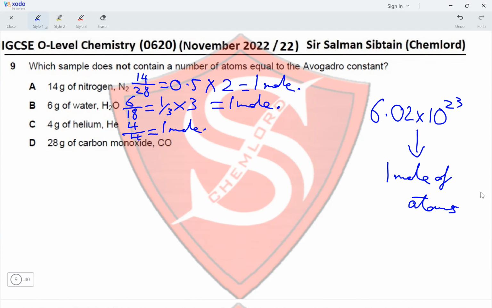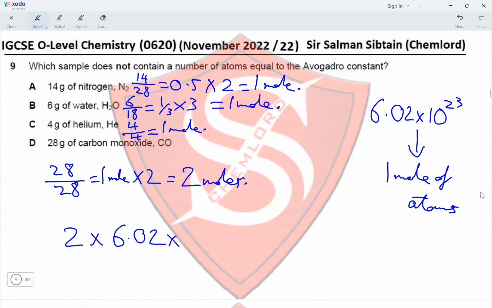And now for the last one, 28 grams of carbon monoxide. So 28 upon MR, which is 28, would give us 1 mole. And the number of atoms is 2. So 1 times 2 would give us 2 moles of atoms. So 2 moles of atoms is equal to 2 times 6.02 times 10 to the power of 23 atoms present. Therefore, this is not equal to the Avogadro's constant. In fact, this is twice the Avogadro's constant, making option D the correct option for this question.